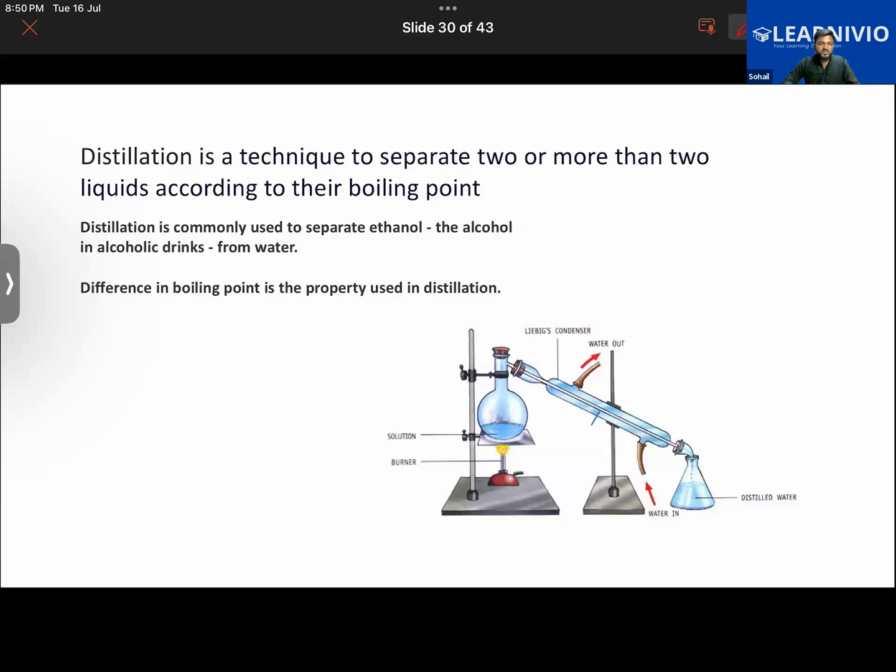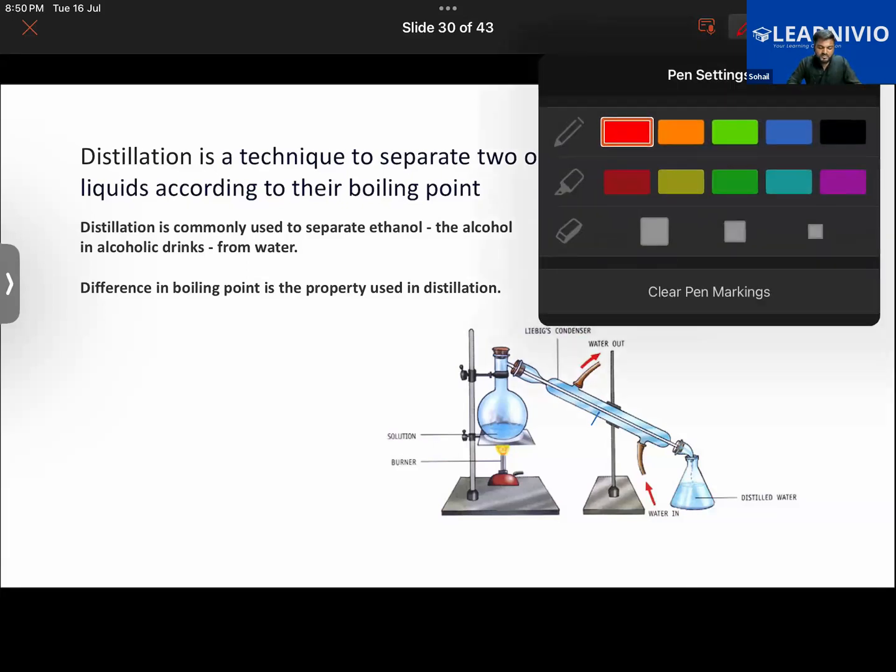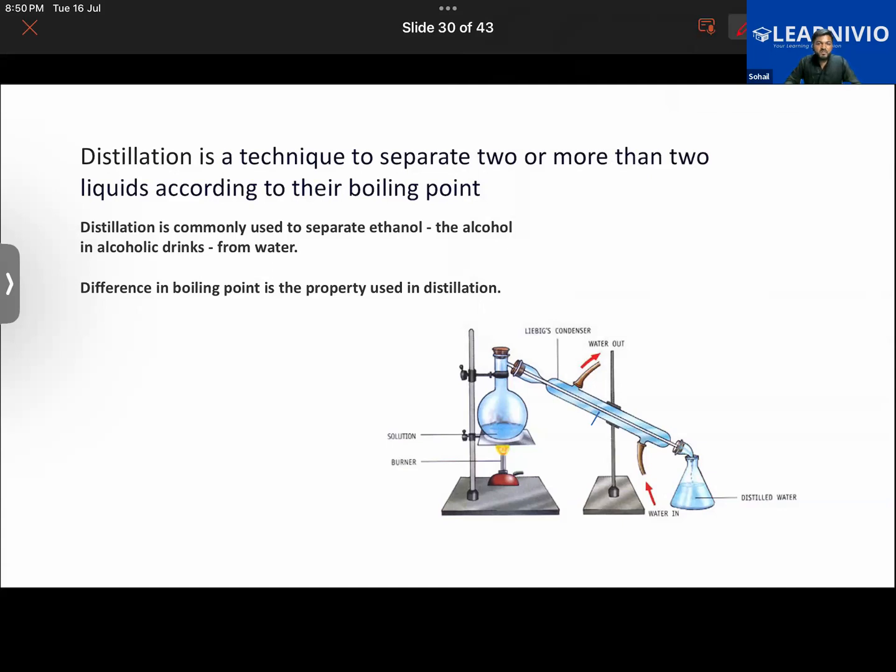Okay, we are going to learn about the examples later on. Now first of all, learn about distillation. Distillation is basically done for separating liquids of a mixture which have different boiling points.